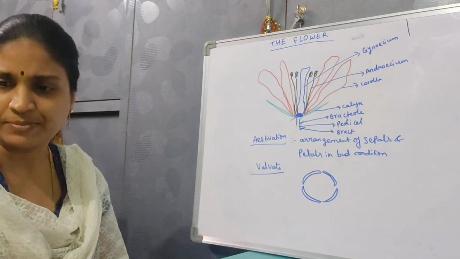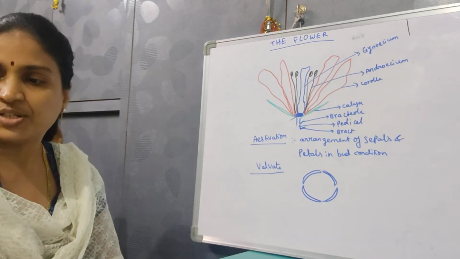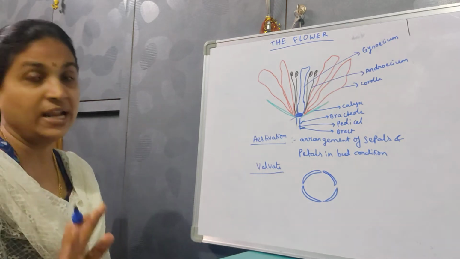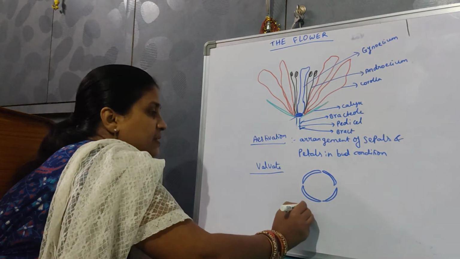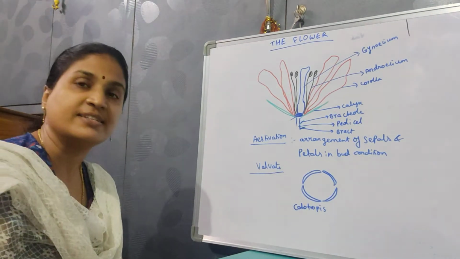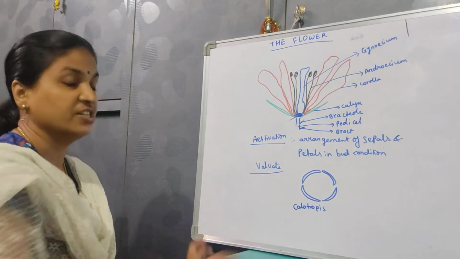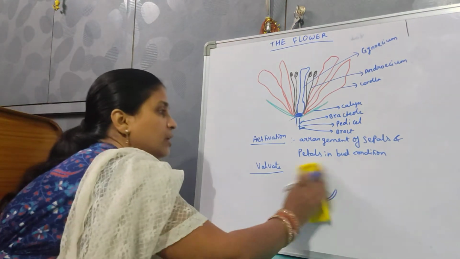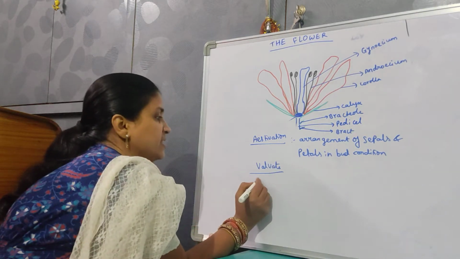They're side to side. The petals or the sepals are side to side, and they don't overlap at all. A very good example is Calotropis. In Calotropis, such type of arrangement of petals and sepals is there. They just touch each other. They don't overlap but just touch each other. This is valvate estivation.